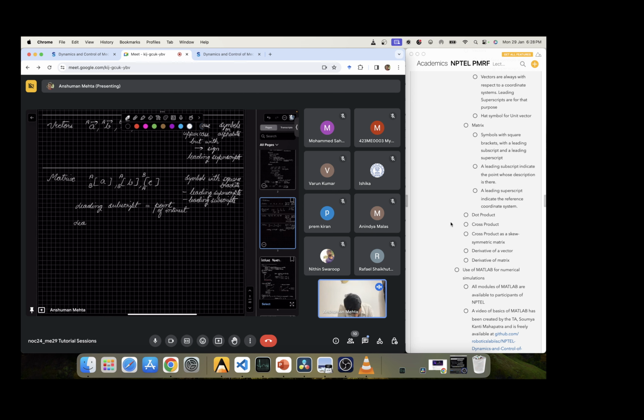And leading superscript, this means reference coordinate system.